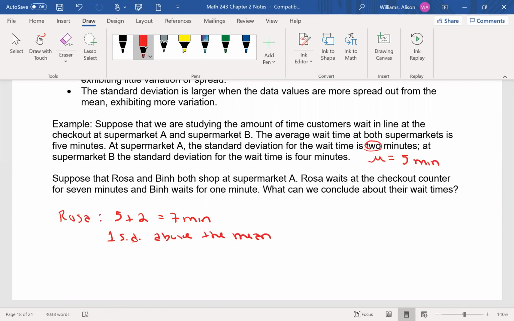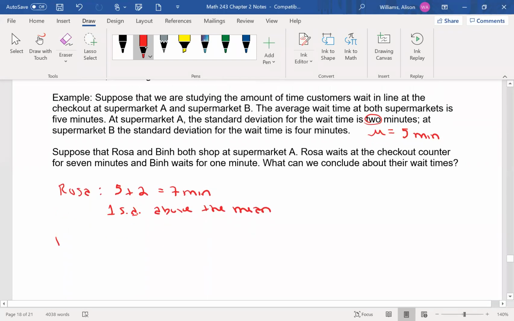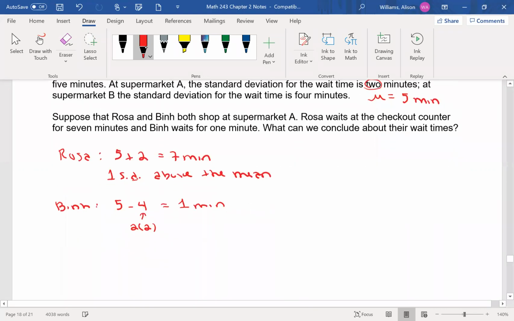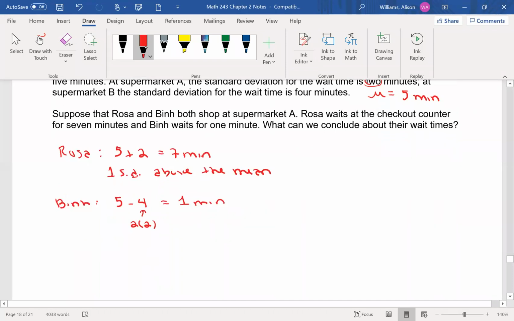All right, so let's look at Ben now. Ben waits for 1 minute. Comparing that to the mean, that would be 4 minutes smaller than the mean, right? Well, 4 minutes is 2 standard deviations. So Ben is 2 standard deviations below the mean.